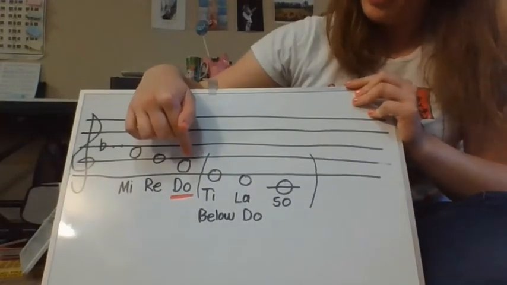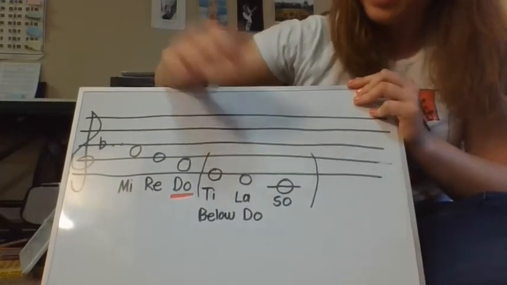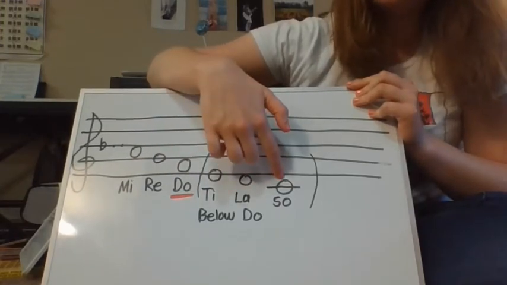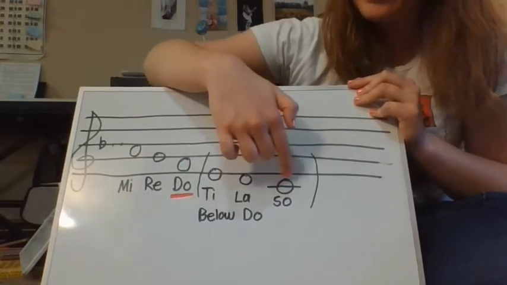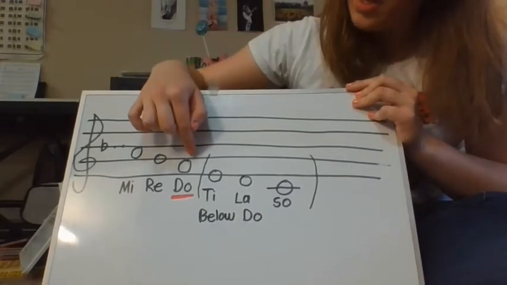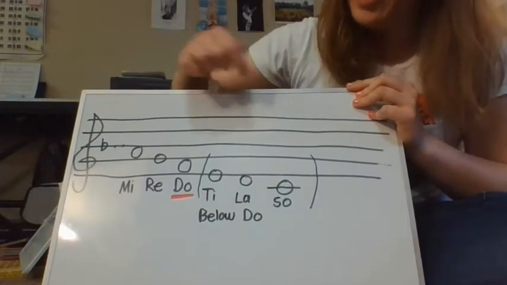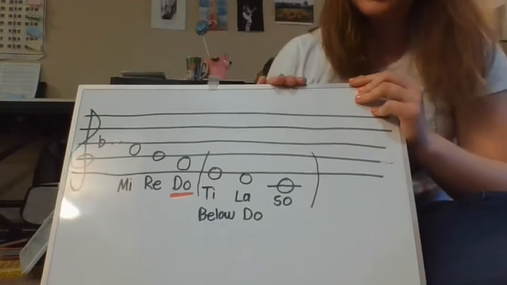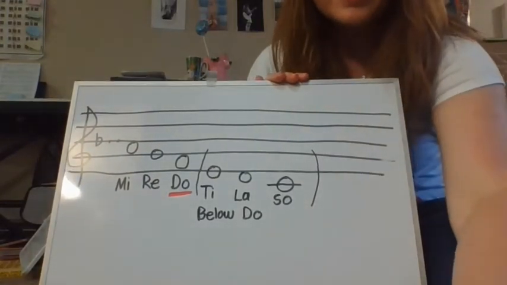So let's try singing those. I'll start. Do, Ti, La, So. Now you try. Do, Ti, La, So. Now, my turn, your turn. Do, Ti, La, So. Now you try. Good.